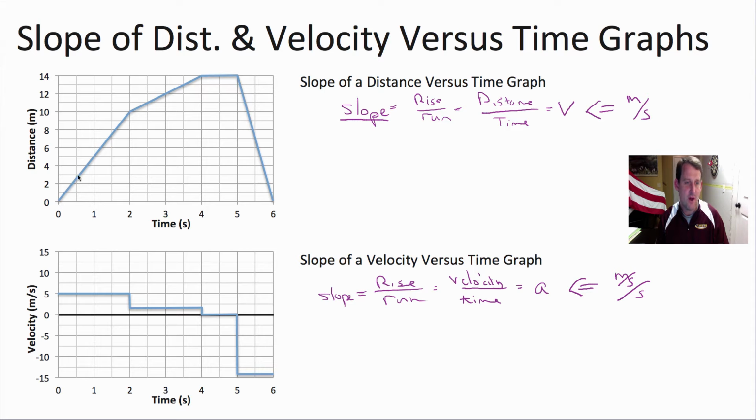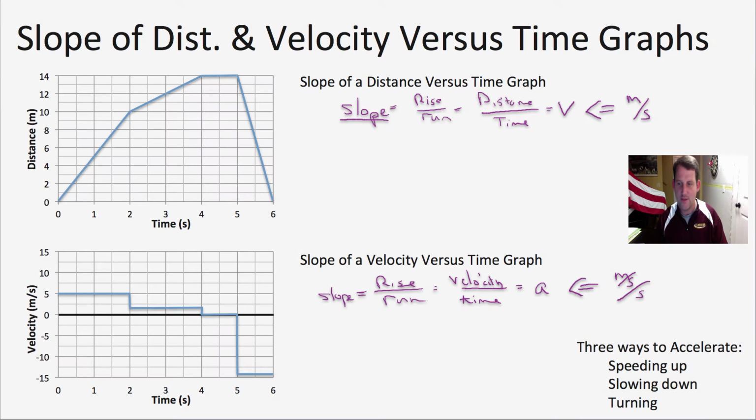So here, our velocity is constant, it's a straight line. And if our velocity is constant, we're not speeding up or slowing down or turning. And we'll remember that the three ways we can accelerate is by speeding up, slowing down, or turning. And on this graph, we're not doing any of those. We're staying at constant velocity, so our acceleration should be 0. And sure enough, the slope here is 0.